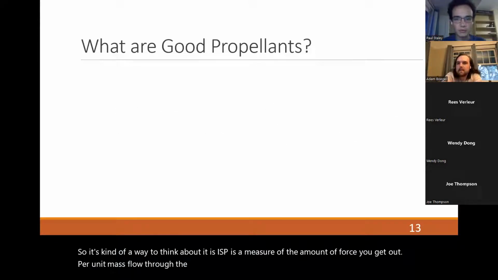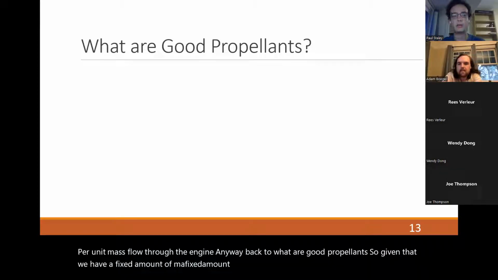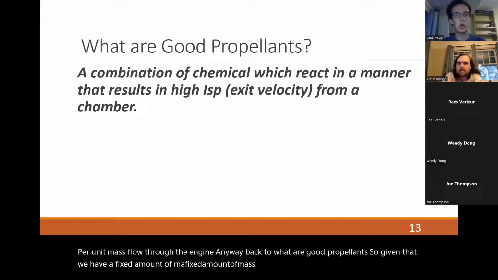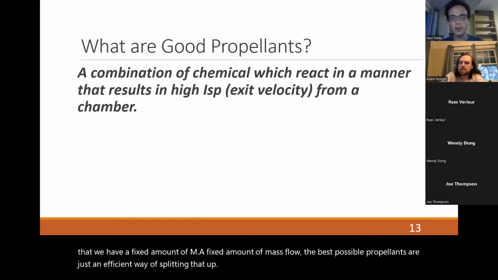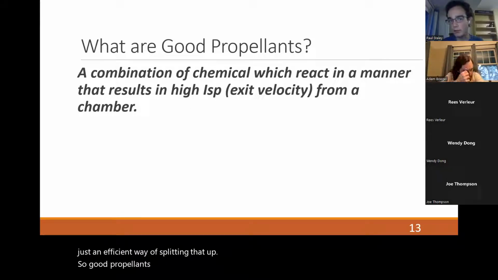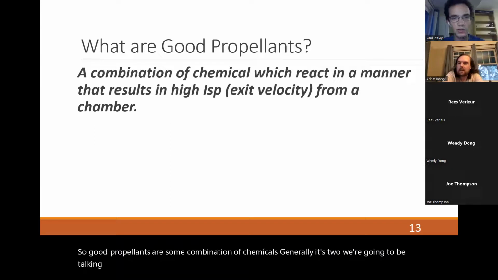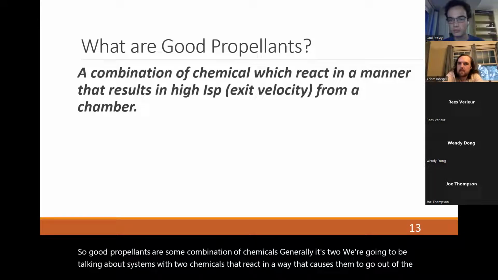Anyway, back to what are good propellants. Given that we have a fixed amount of mdot, a fixed amount of mass flow, the best possible propellants are just an efficient way of splitting that up. So good propellants are some combination of chemicals. Generally, it's two. We're going to be talking about systems with two chemicals that react in a way that causes them to go out of the chamber really, really fast.